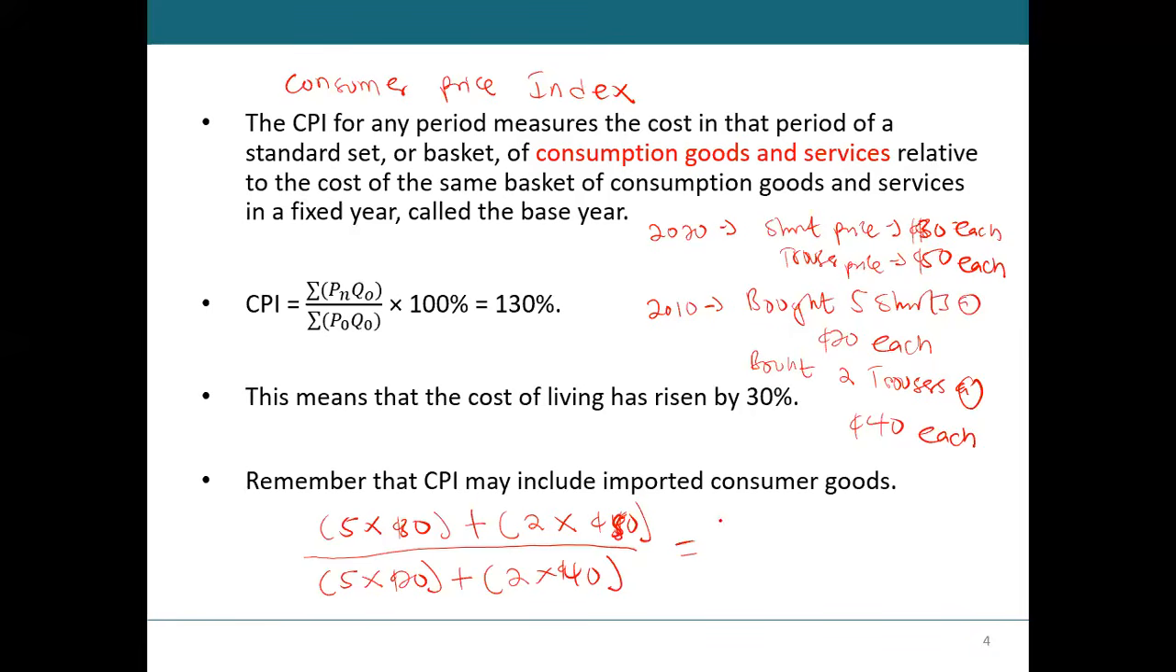So if you look at this formula clearly, up here we have old quantity, current price. So that is sigma P_n Q_0, okay, divided by, here we have old quantity, old price. So that is sigma P_0 Q_0, times 100%, okay?